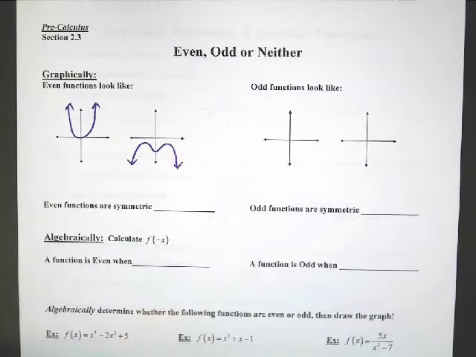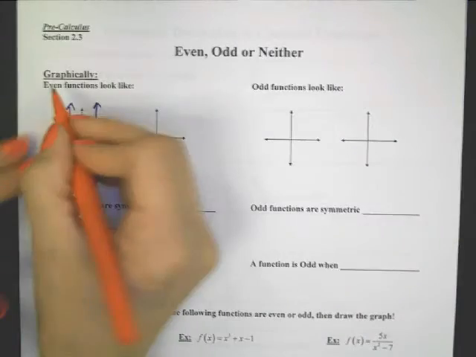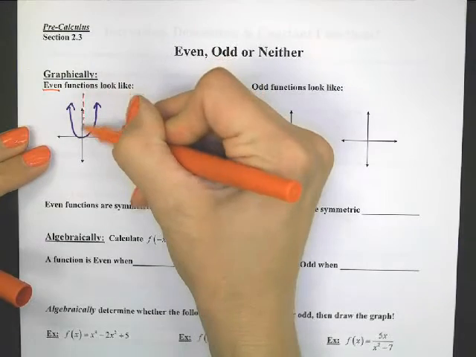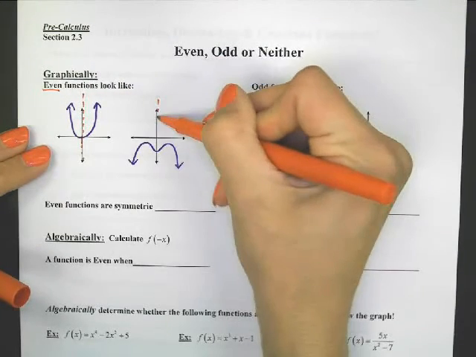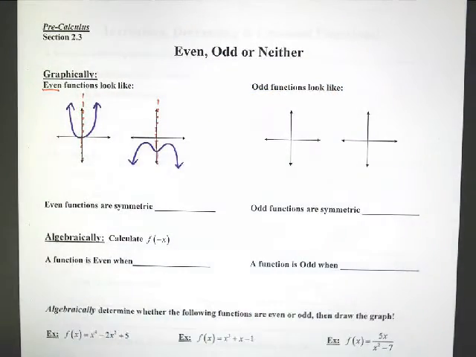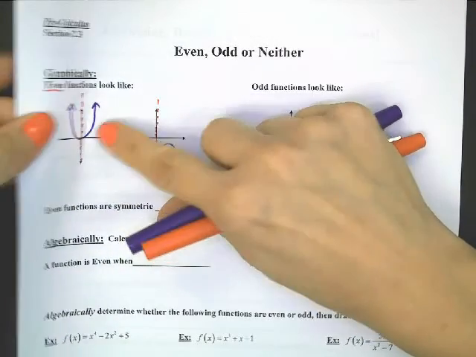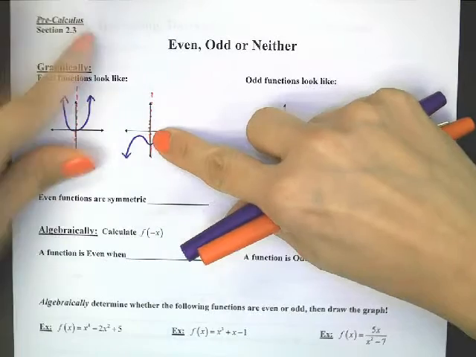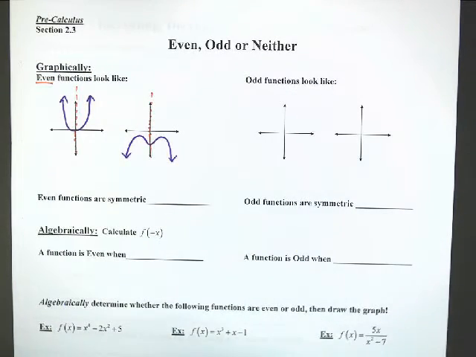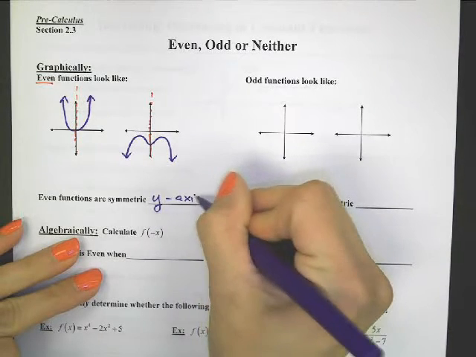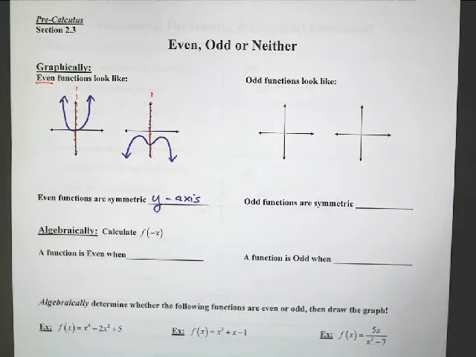down. Both of these have something in common, and what you have to remember is that even functions are symmetric to the y-axis. So if you were to take your paper and fold your paper, the graph would match exactly. Same thing here. So even functions are symmetric to the y-axis.